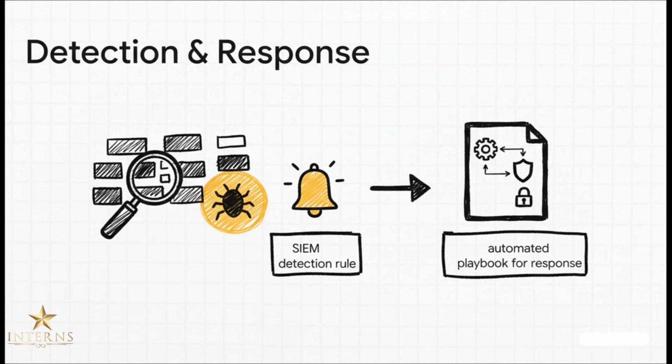First, you'll write a detection rule. Just think of this as the if-then logic that an analyst would plug into a SIEM. That's a security information and event management tool to automatically spot the bad stuff. Then you'll write a simple playbook, which is really just a checklist of automated steps to take the moment that alert fires.